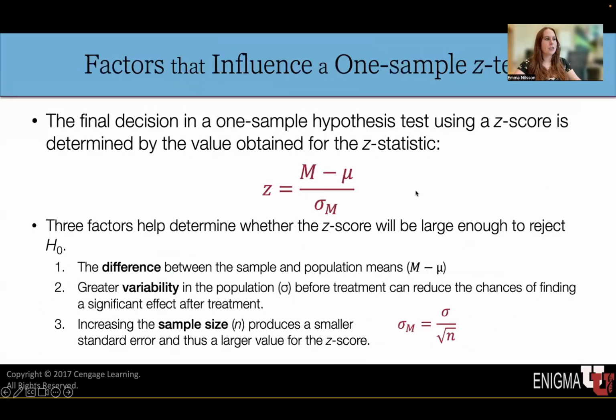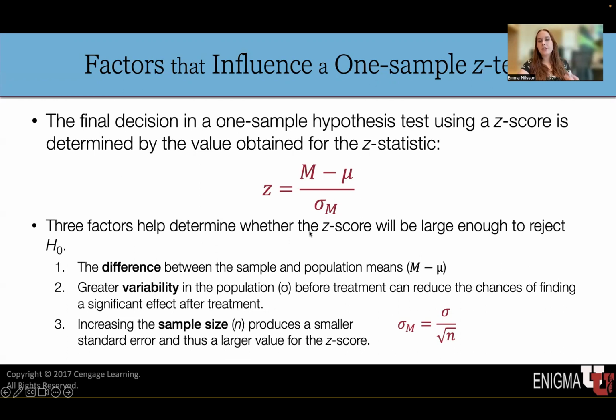Okay, here, just as another reminder, are some factors that are going to influence the one sample z-test. Here's our z statistic. There are three factors that determine whether a z-score is going to be large enough to be in your critical zone. Looking at your numerator, the first factor is the difference between the sample and population means. As you have an increased difference between your sample mean and your population mean, your z-statistic increases.